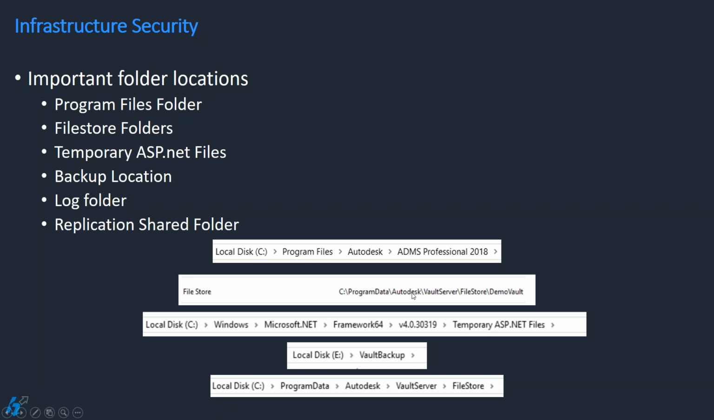The file store folder is going to depend on your configuration. The default location is in the program data folder. It could be anywhere, right? But the default location for the file store folder, the ADMS console still writes log files to that location. So you're going to need to have write permission to that as well. The backup location, whatever location you back up to, you're going to need write permission to.